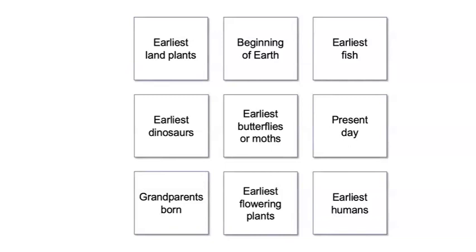To better understand how long butterflies have been on Earth, we'll make a timeline. A timeline is a way to organize events over time in the order they happened. Take a look at these events. Let's put them in order from the event that happened first to the event that happened last. I'll get us started with the oldest event, the beginning of the Earth, and the most recent event, present day.